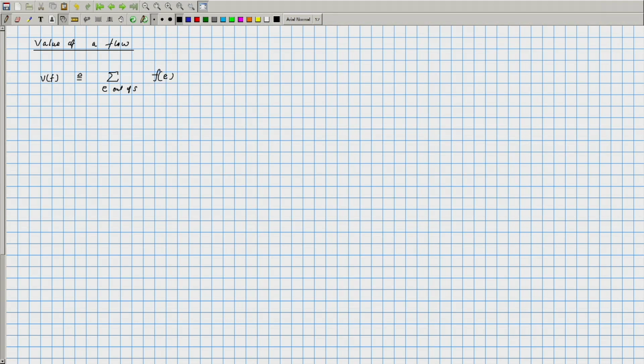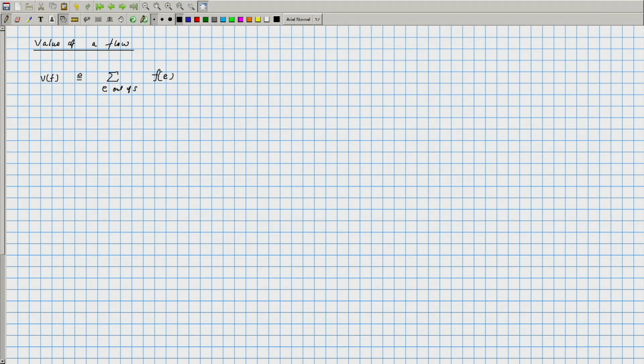The flow naturally associates non-negative integers to every edge. Now, look at all the edges at S, all of which are outgoing edges. If you sum up the flows of all of them, what you will get is referred to as the value of the flow. Our objective is to maximize the value: find a flow f such that V(f) is maximized.